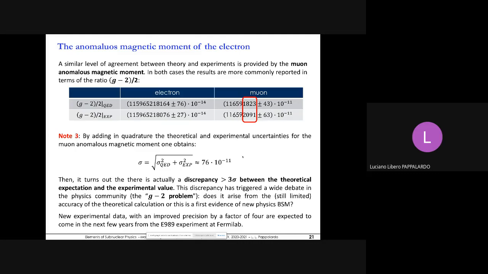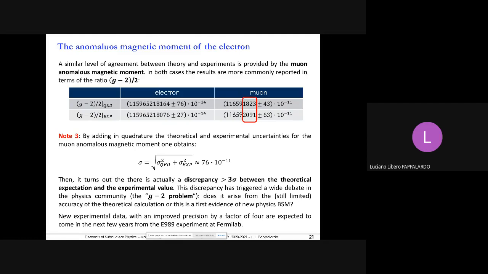Now, of course, this discrepancy has triggered a wide debate in the physics community that is known as the G-2 problem. So the question is, is this statistically significant difference just a statistical fluctuation, or is it an evidence of some new physics beyond the standard model, okay?